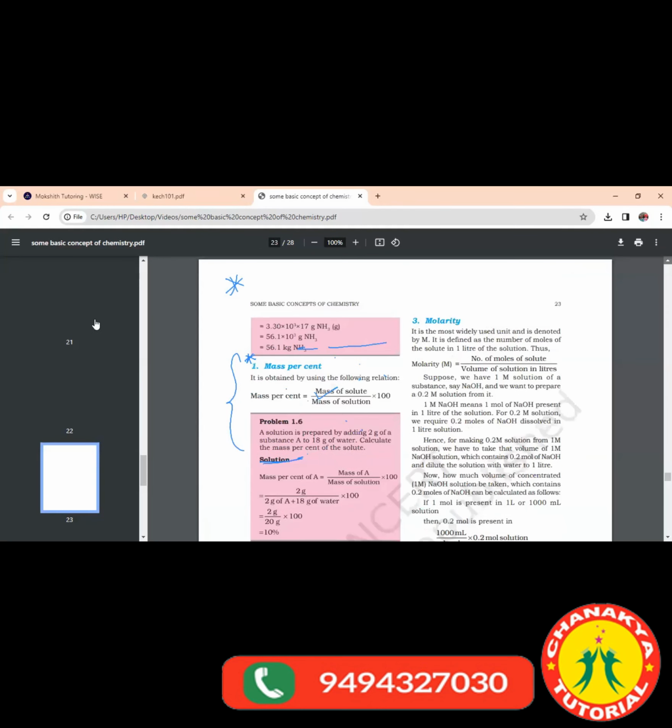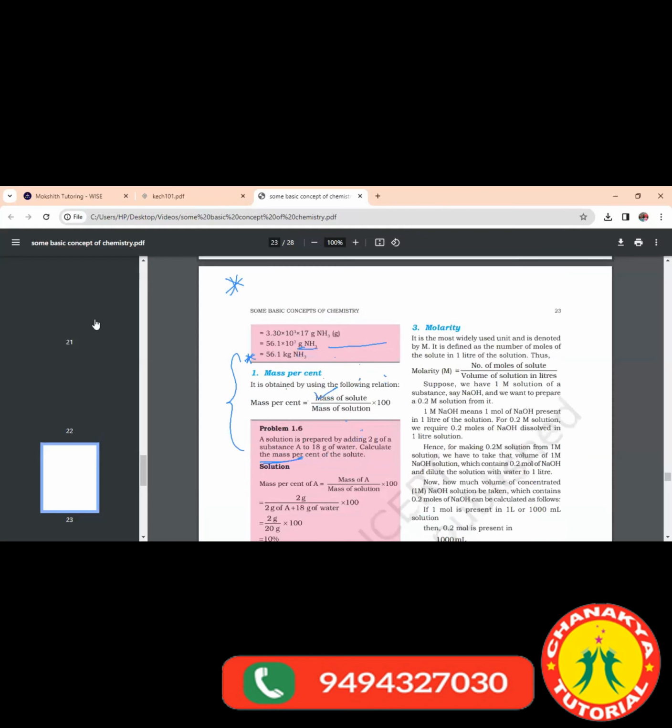Molarity. This is also one of the new concepts, right? Molarity and molality are two different concepts, and the basic difference we are going to see soon. If you want to note down about molarity, please note it down. It's important. It is the most widely used unit and is denoted by capital M. With a capital M, right? So here is the definition for molarity.